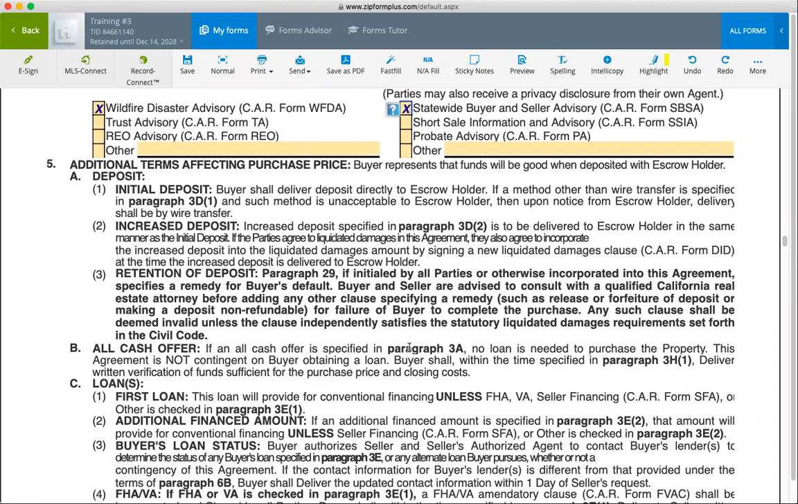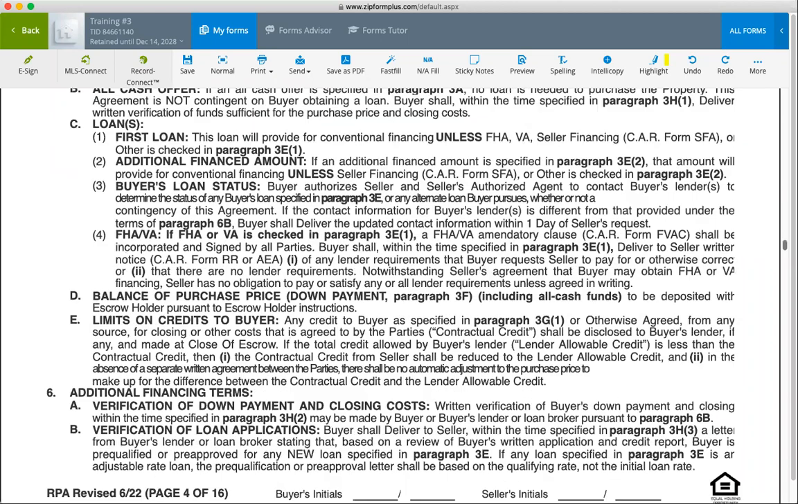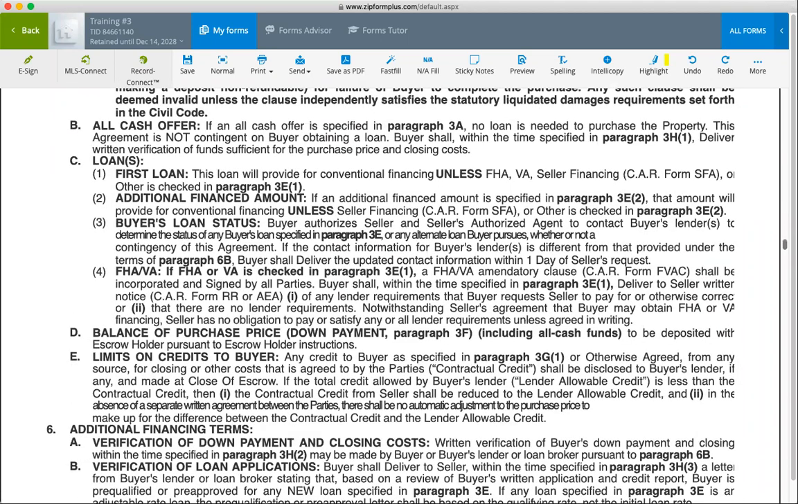All cash offer gets explained if paragraph 3A is checked. And it also refers to the 3H1 that there's no loan within the time specified in 3H1. And then loans, it talks about first loans, additional financing, buyer loan status, FHA loan, talks about the balance of the purchase price as referenced in paragraph 3F.